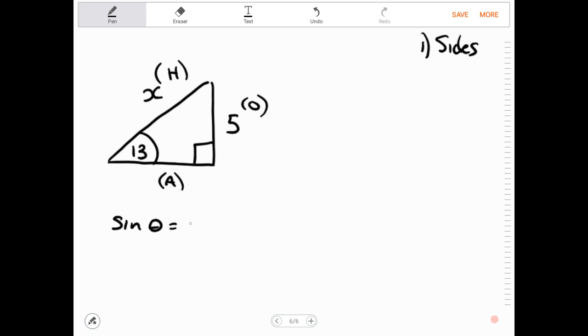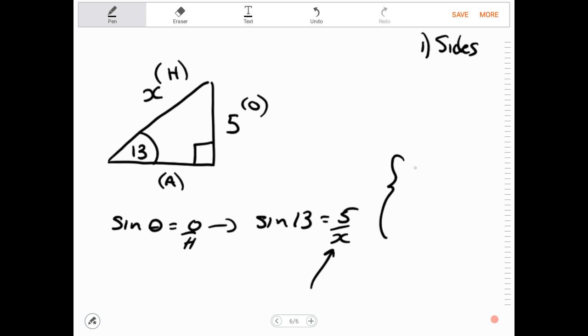Sine equals O over H. So that's going to become sine 13 equals 5 over X. The calculation becomes, because our unknown is in the denominator, 5 divided by sine 13. And that's going to give us a grand total of, oops, I missed hitting the sine button, sine 13, 22.23, I guess.